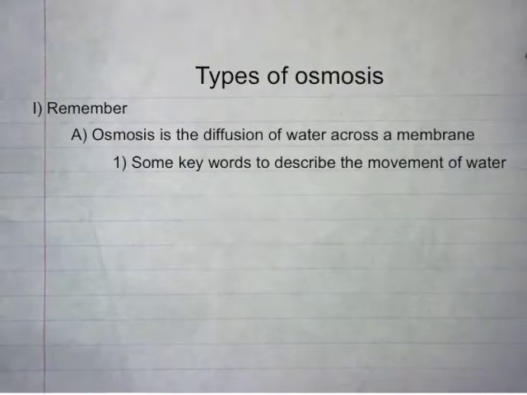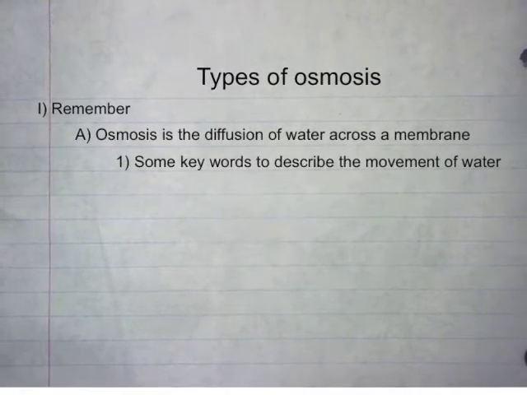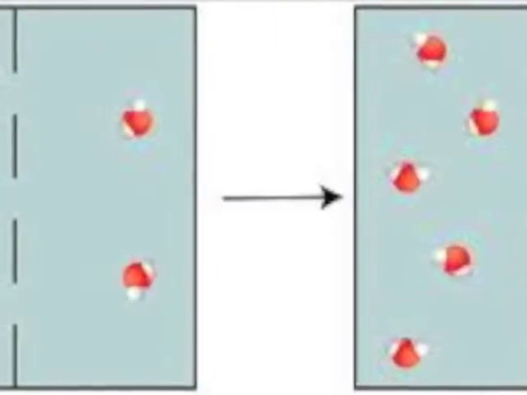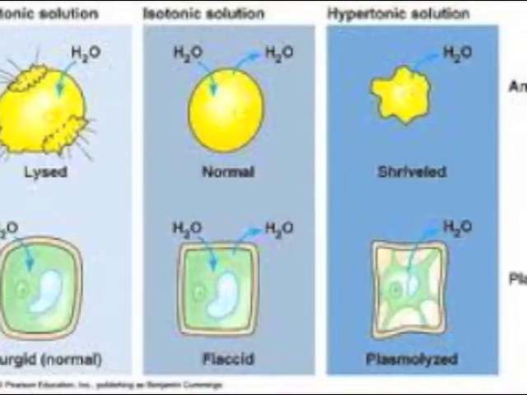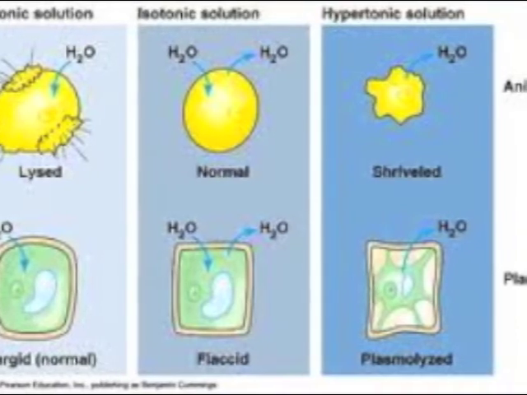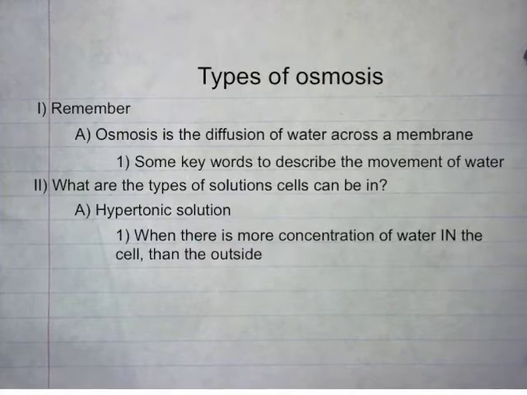Types of osmosis. Remember, osmosis is the diffusion of water across a membrane. Depending on the flow of water, though, we can determine the solution that a cell is placed in. What are the types of solutions cells can be in?